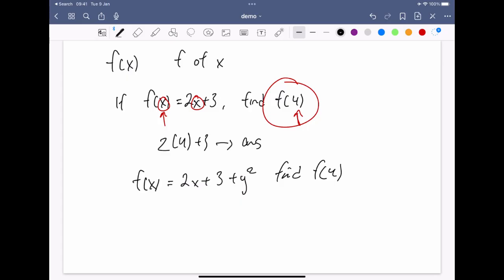What you wouldn't do is plug in 4 randomly into the x and also randomly into the y. You would only plug the 4 into the x, and you would get something like 2 times 4 plus 3 plus y squared. You wouldn't plug the x placeholder into the y since it is a completely different variable. And yeah, that's just a really brief overview of function notation.